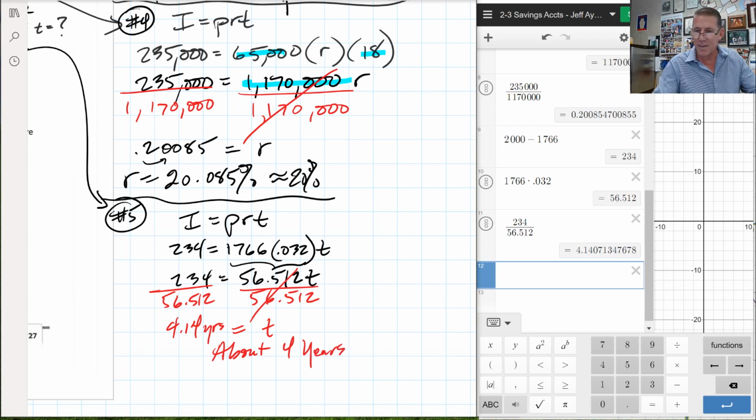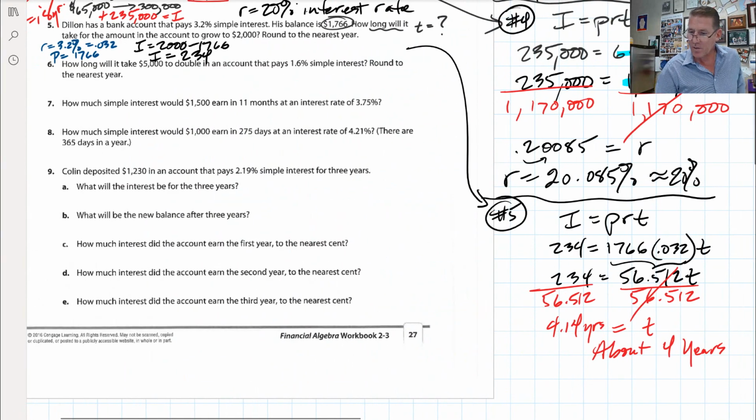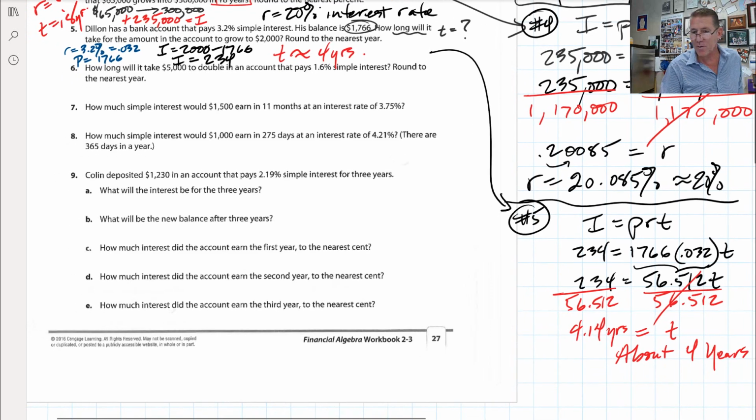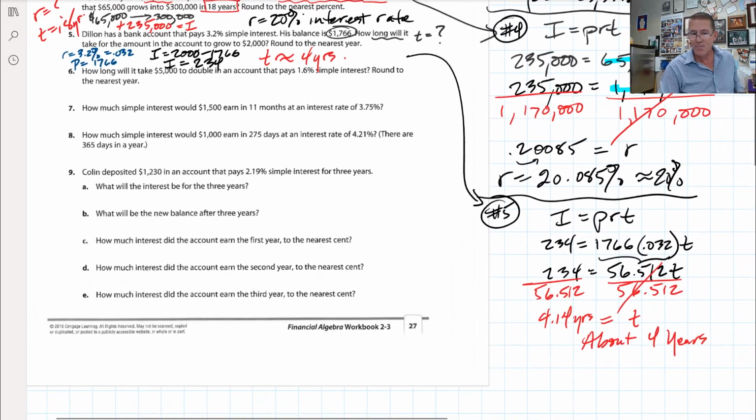Okay, that's how long it will take. So let's bring this over here. Number 5: t is approximately 4 years. I guess we do need our spiral. We can't fit all this stuff in. Okay, number 6, let's continue.